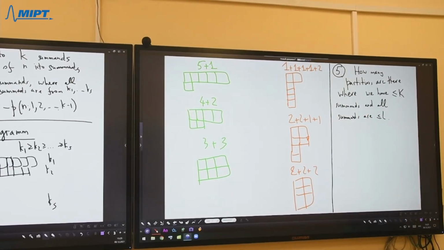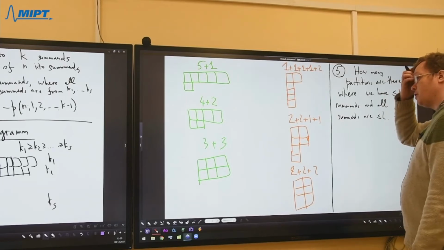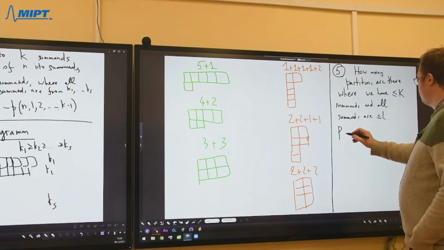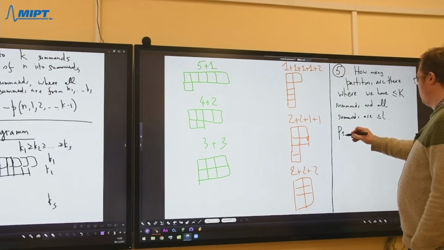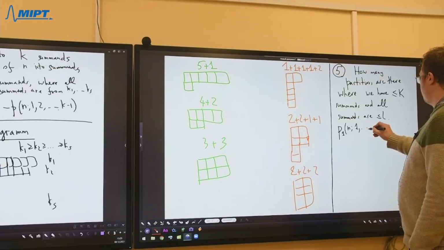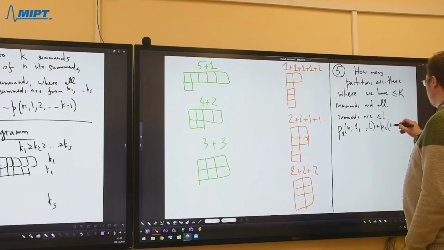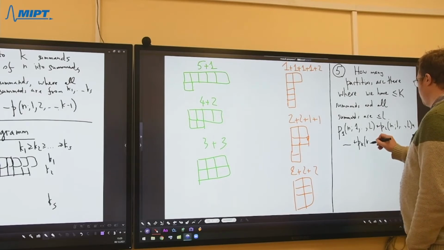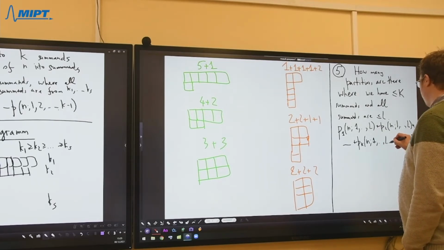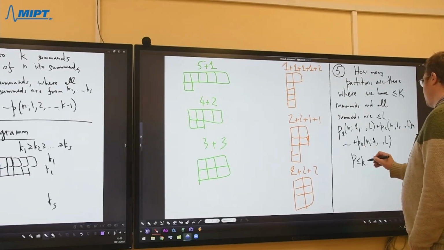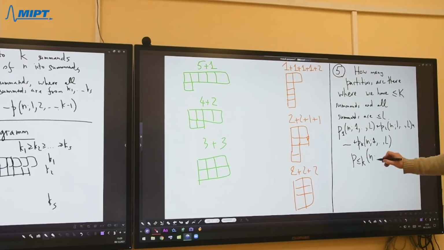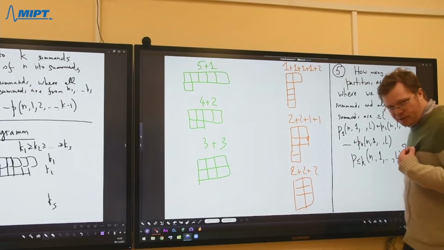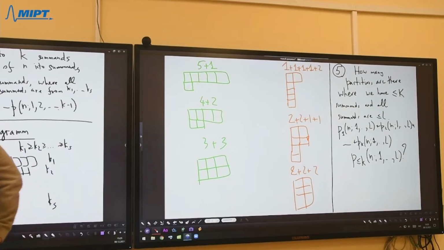So if I use the notation from the other board, we just need to calculate P1 of n into 1 to L, plus P2 of n into 1 to L, plus etc., plus Pk of n into 1 to L. Or we can write something like P no greater than K of n into 1 etc. L. Okay, so just think about these two tasks, and I think we'll have a 5-minute break right now, and then we'll continue.